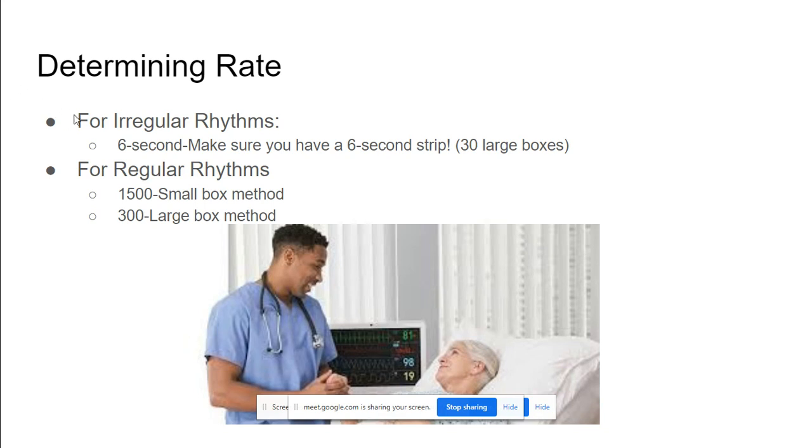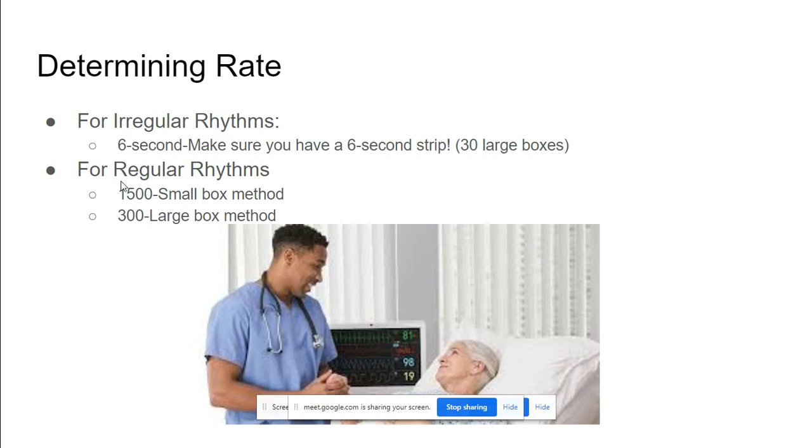Okay, so you would count how many P waves or QRS waves, depending on whether you're looking at the atrial or the ventricular rate, and then you would times it by 10. Okay, if you have a 6-second strip and it's irregular.